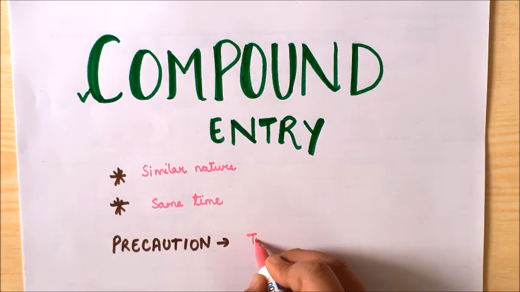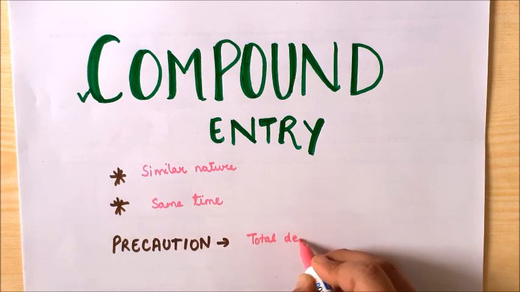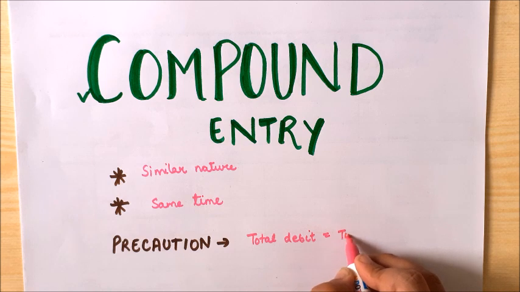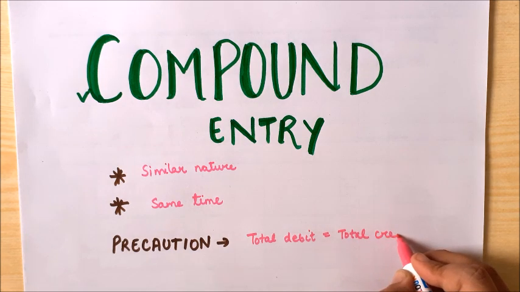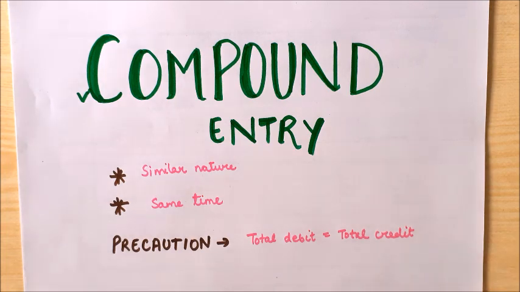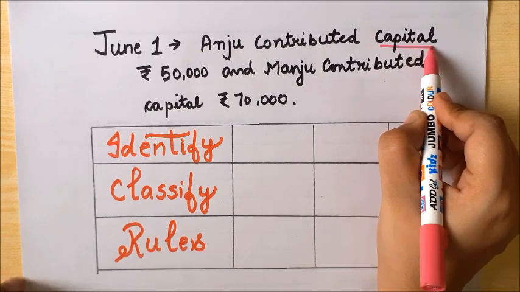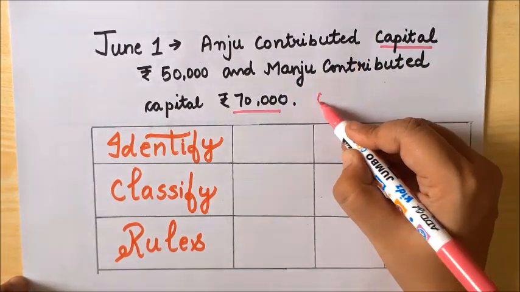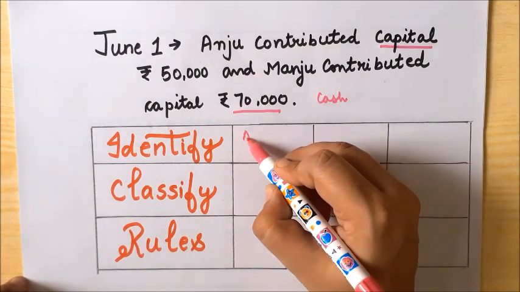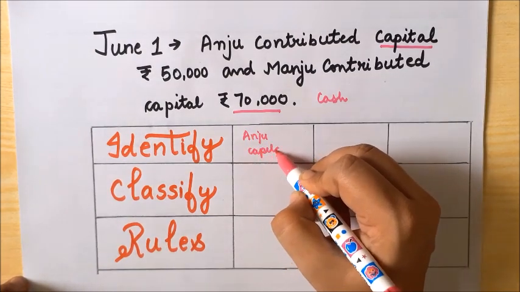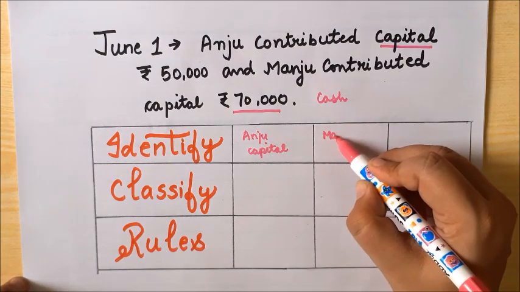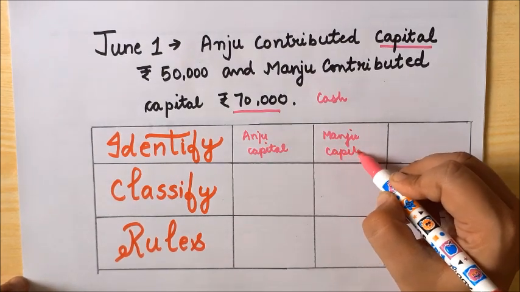Here is one precaution, that the total of your debit column amount should be equal to the total of your credit column amount. Let's understand compound entry with the help of an example. On June 1, Anju contributed capital 50,000 and Manju contributed capital 70,000. So here capital is coming two times and they both are contributing cash. So the three accounts involved are Anju's capital, Manju's capital, and the third account involved is cash, which is common.